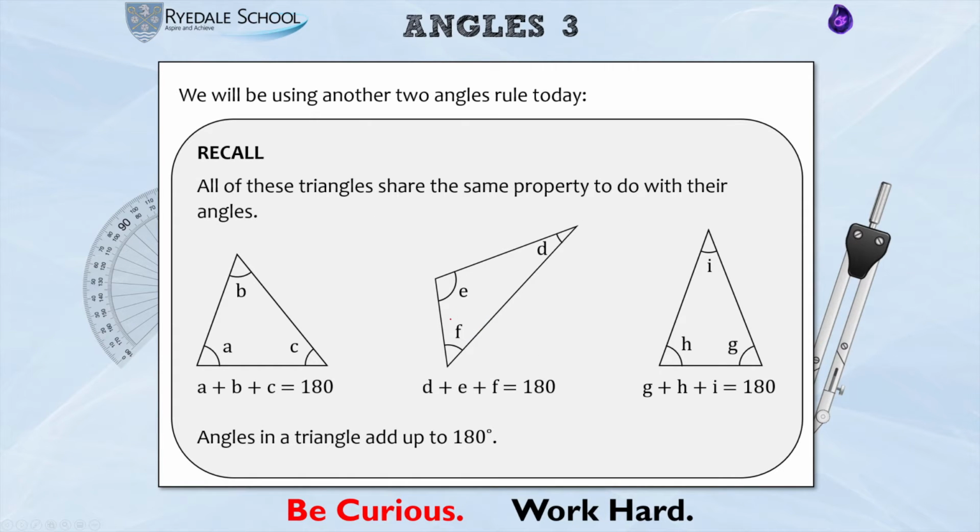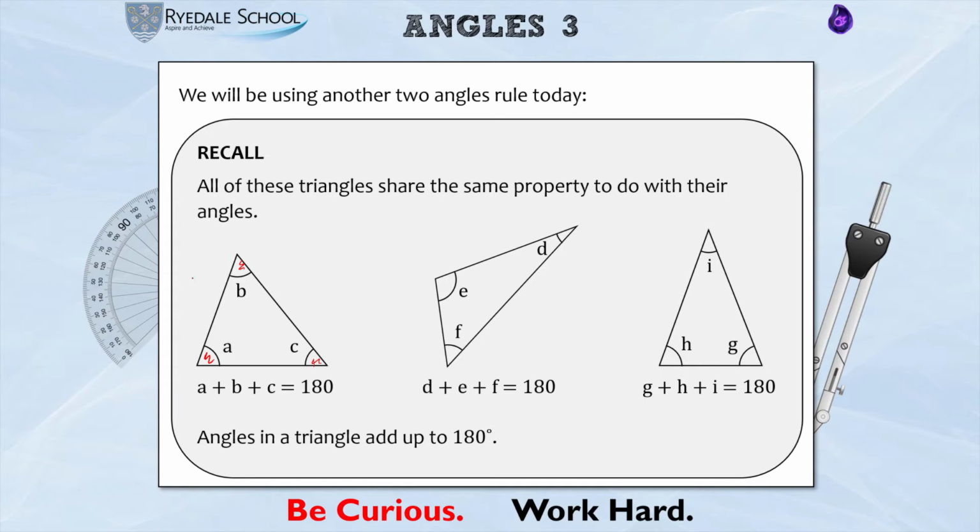The angle rule that we're mainly using today is the angles in a triangle, and the angles in a triangle add up to 180 degrees. This should be a rule that is very, very familiar to you. You will have met this in Year 7 and Year 8. Regardless of the triangle, its shape, its size, the angles at the three corners, in this example A, B and C, will always add up to 180 degrees.